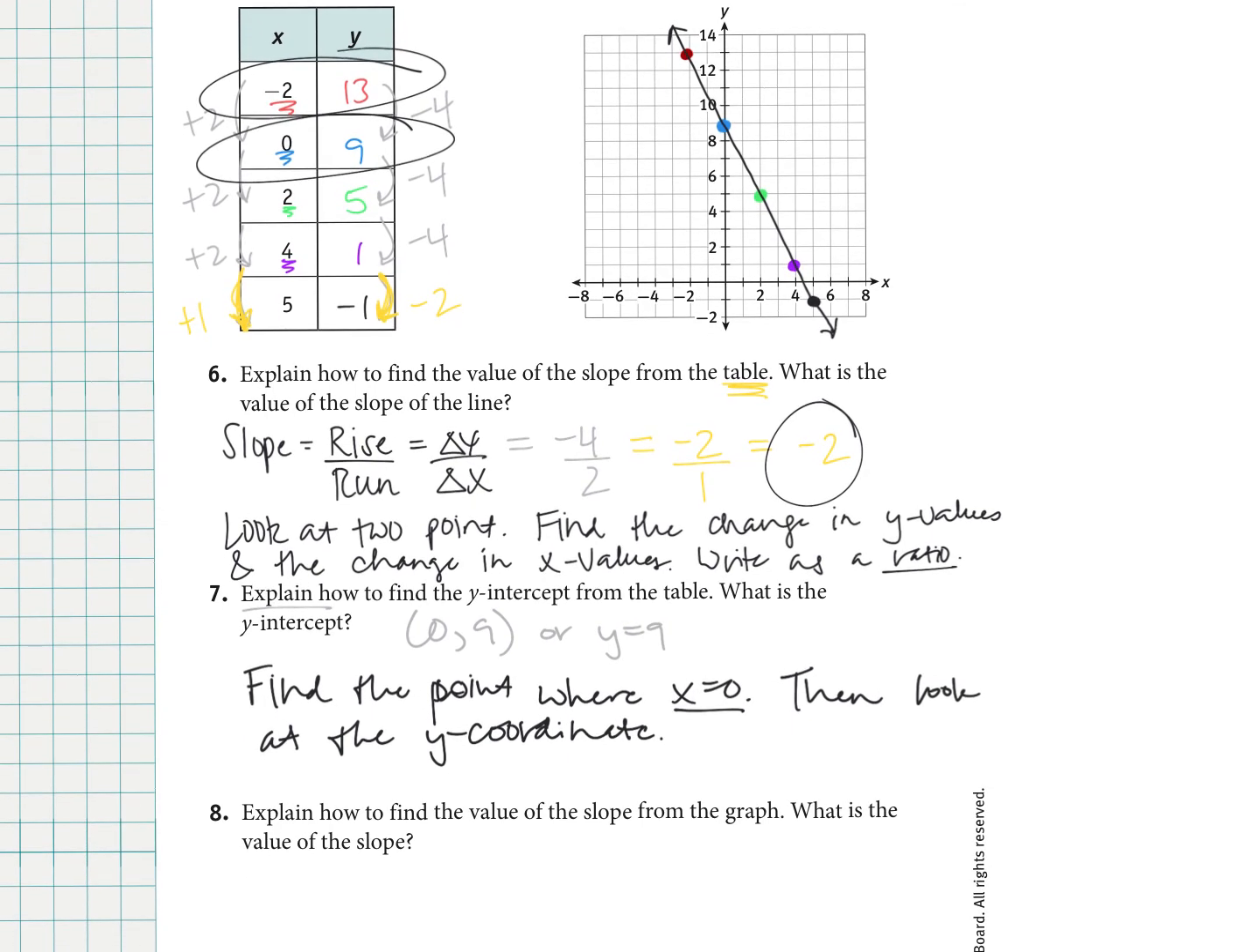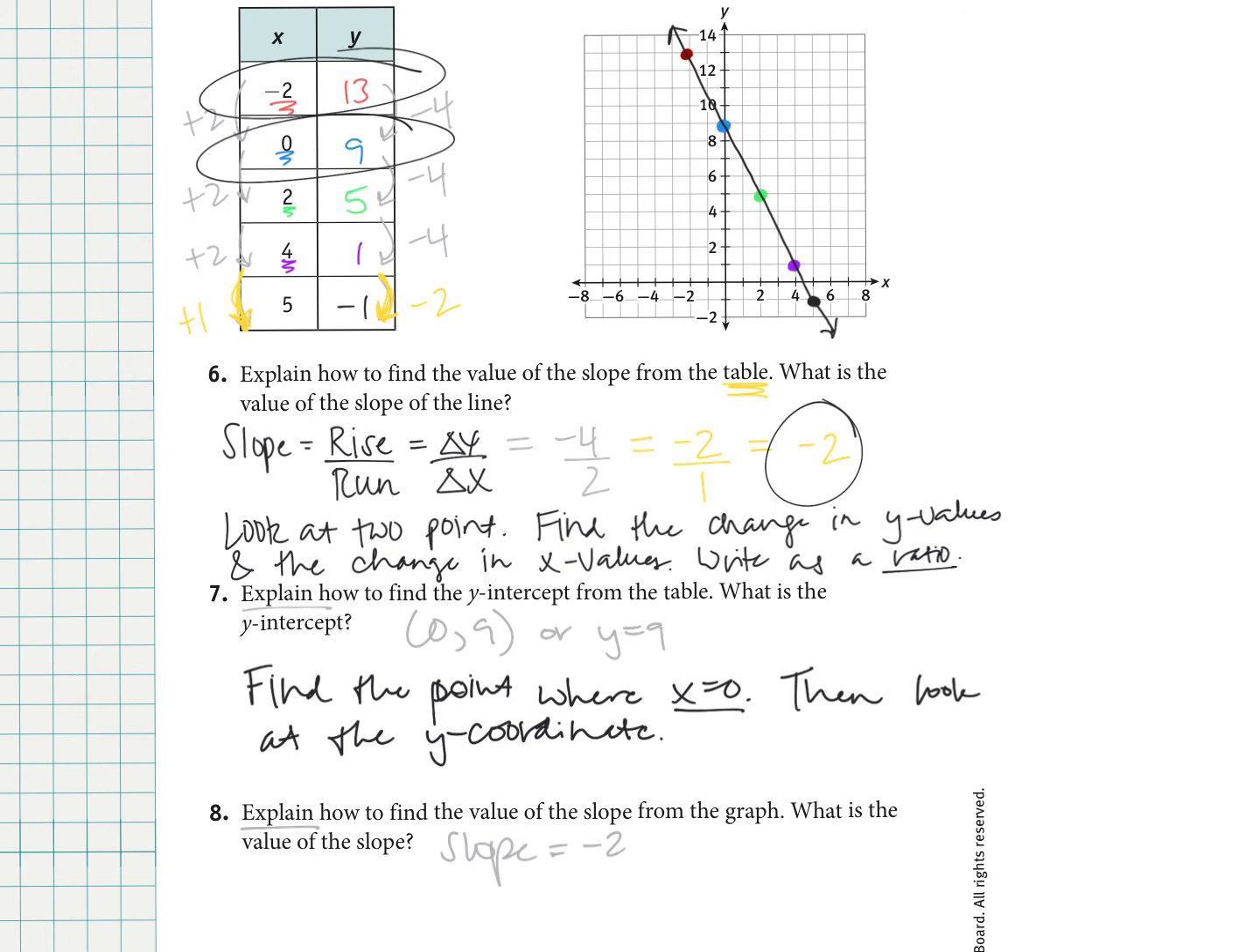Ooh, I think we're going to like this next one, number 8. It says, explain how to find the slope of a line from the graph. Oh, how to find the value of the slope from the graph. Then it's asking what the slope is. All right, you totally got this. Find the slope of this line and write your explanation for how you can find it from the graph. All right, hopefully you were able to see and verify that the slope is negative 2.